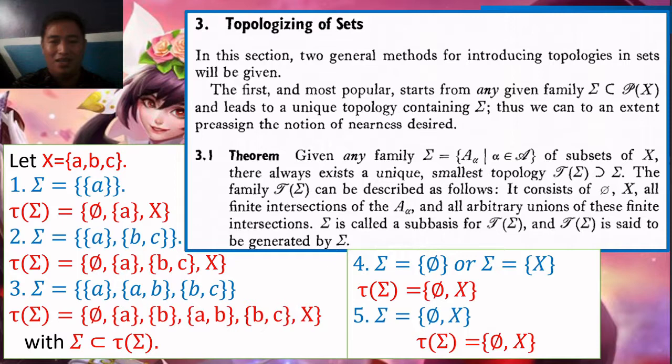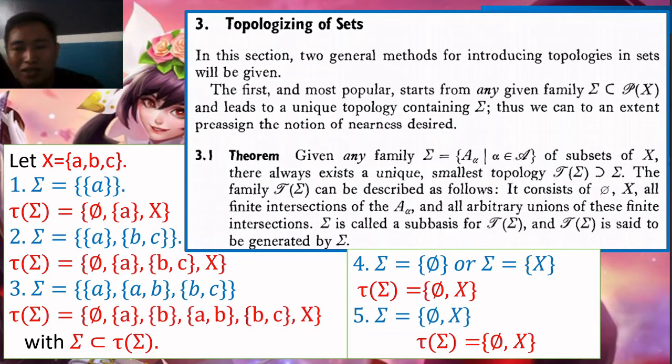Okay, now, topologizing of sets. In this section, two general methods for introducing topologies in sets will be given. The first and most popular starts with any given family sigma, a subset of P of X, the power set of X, and leads to a unique topology containing sigma. Thus, we can, to an extent, pre-assign the notion of nearness desired.